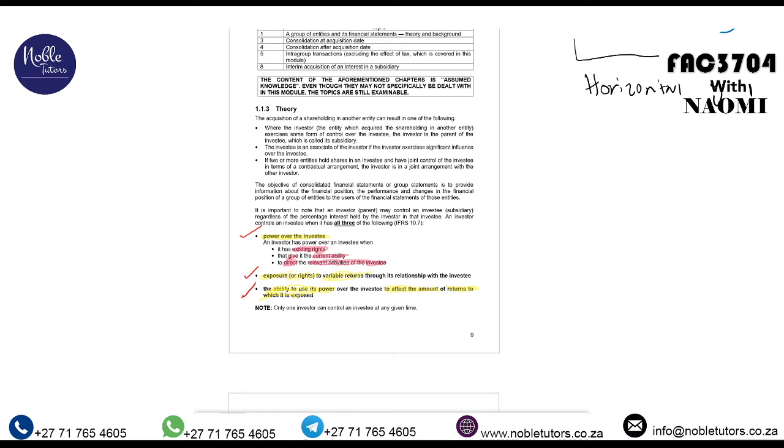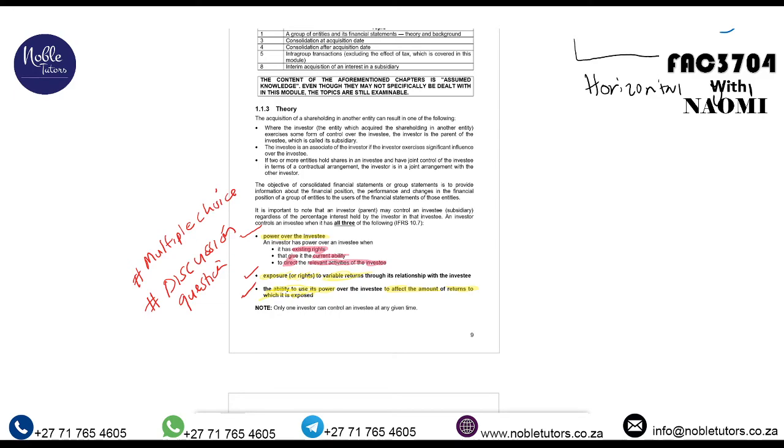Please remember these. These are normally examined in multiple choice questions or even theory questions or discussion type questions, where they can ask you to explain or discuss when one company can have control over another company, right? So remember these for theory or rather discussion questions. You can remember this for a discussion question, or you could also remember this for a multiple choice question.